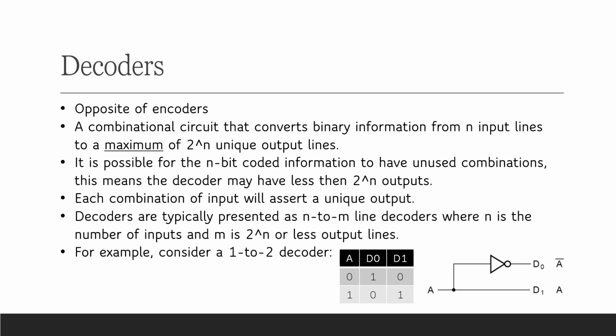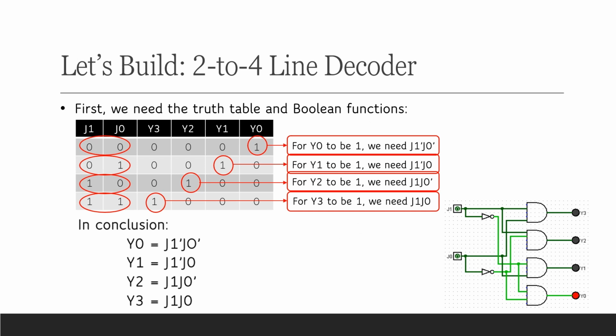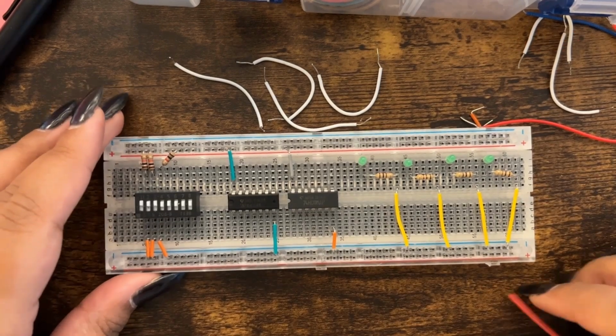When we're working with decoders, only one output column can be active for a unique combination of inputs. Considering that, we can use our truth table here to come up with the Boolean functions for this 2 to 4 decoder. Given this, we can build our circuit.